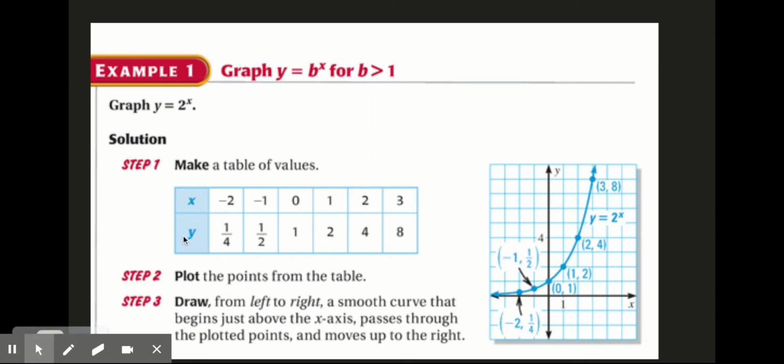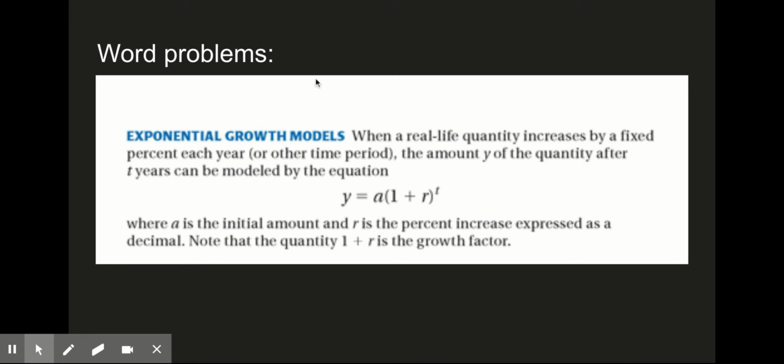So this is still something we can graph. We can still make XY charts like we've been doing all year, right? Just because the X, the input, is now in the power position doesn't mean that we can't still approach this any other way or any differently, right? So let's talk about word problems.